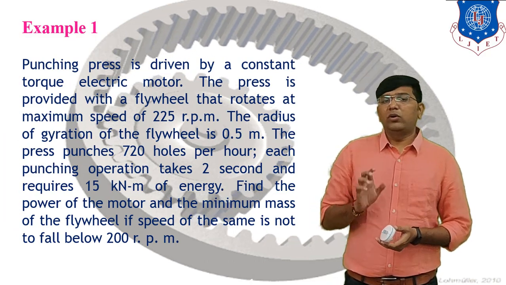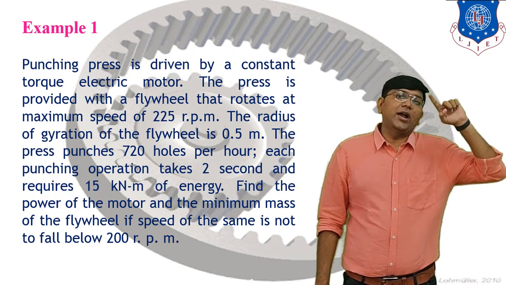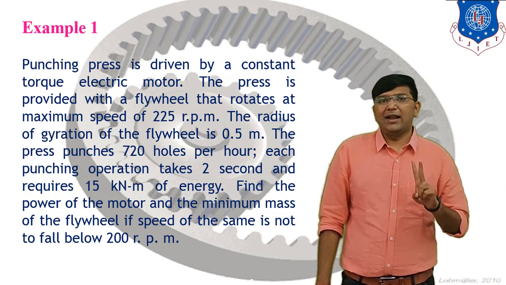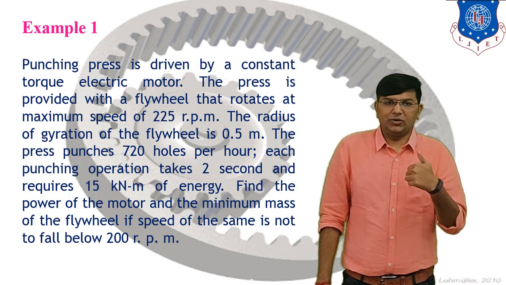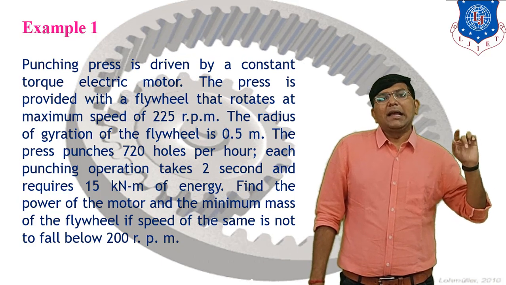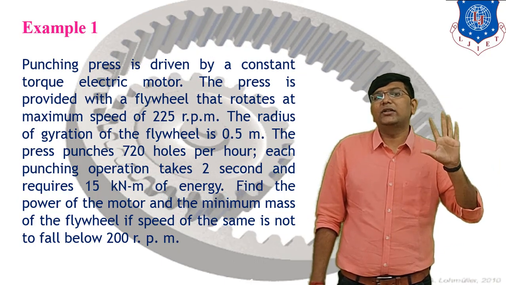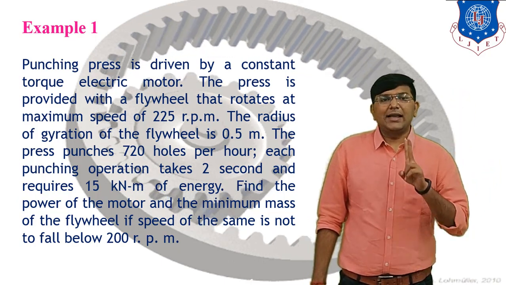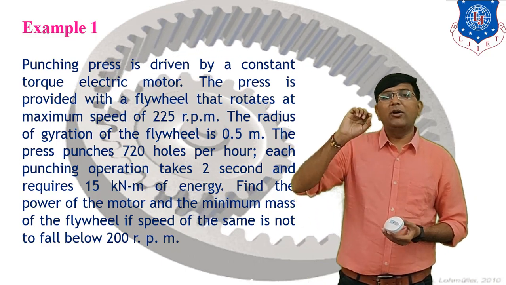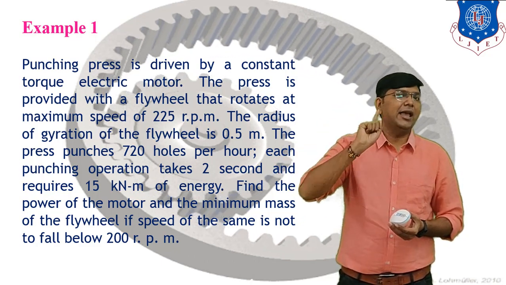Now first of all you have to understand that there are two types of energy in a punching press. First energy is the energy required for one punching operation, which we denote as capital E1, and the second energy is the energy required for actual punching, that is capital E2. So you have to remember these two energies. The first one is the energy required for one complete punching operation, whose duration is 360 degrees. And the second energy is the energy required for actual punching. Actual punching means whenever the punch comes in contact with the metal and drills a hole in the sheet. Clear? That is the actual punching.